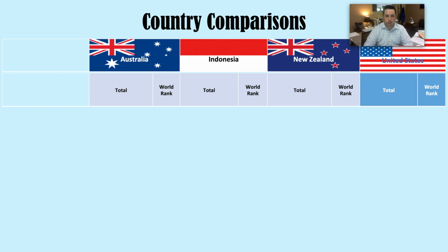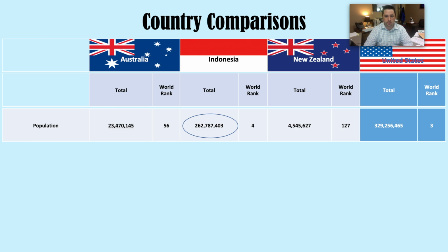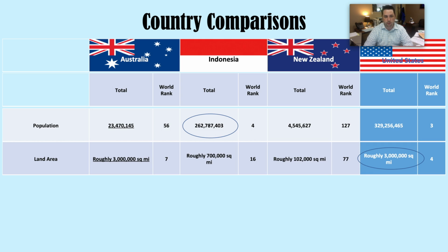Take a look at country comparisons here. We talked about that population distribution in Indonesia. They're actually ranked 4th in the entire world with 262 million people living there. The United States, all told, has 329 million. New Zealand, a much smaller population, but you can see population in Australia, 23 million.